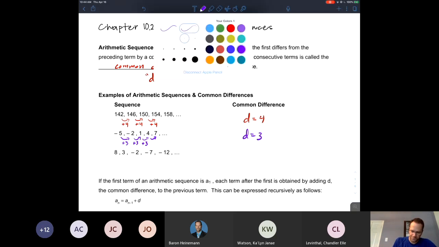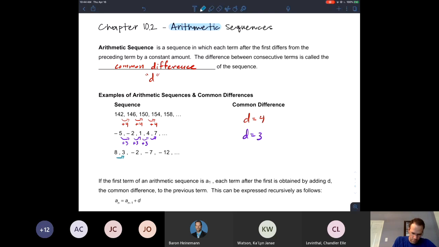And the last one here, to get from 8 to 3 and then 3 to -2, they are subtracting 5 every time. So the common difference is -5. It's easy to find the common difference. Just subtract any two terms, and as long as it's consistent, it's an arithmetic sequence. But most of the time, in all honesty, you're going to be told if it's an arithmetic sequence. Not every time, but most of the time.